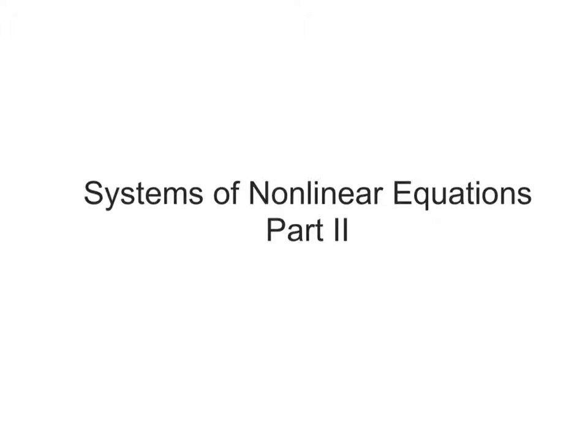Systems of Nonlinear Equations, Part 2. Solve the system by the addition method. Okay, here I have two equations, and I'm going to use the addition method, so I need to multiply these equations by some variable so that when I add them together, one of the variables disappears. So I'm going to try to eliminate the y squared terms.